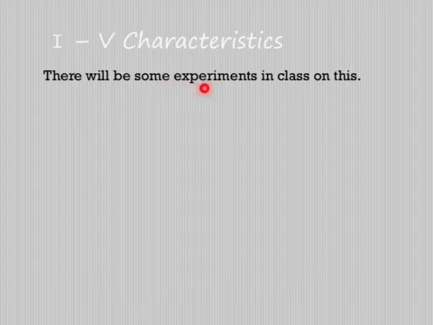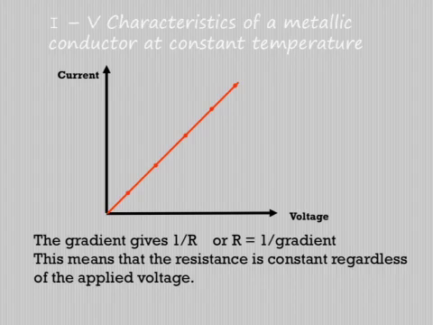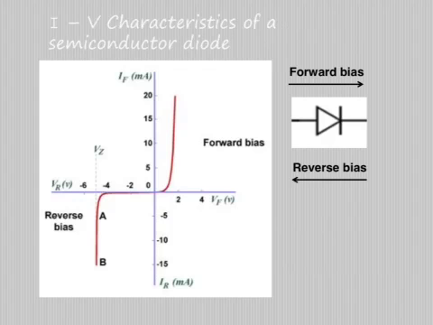Some experiments will be done in class to find out the current-voltage characteristics of some components. For a metallic conductor at constant temperature, the graph is a straight line like this.